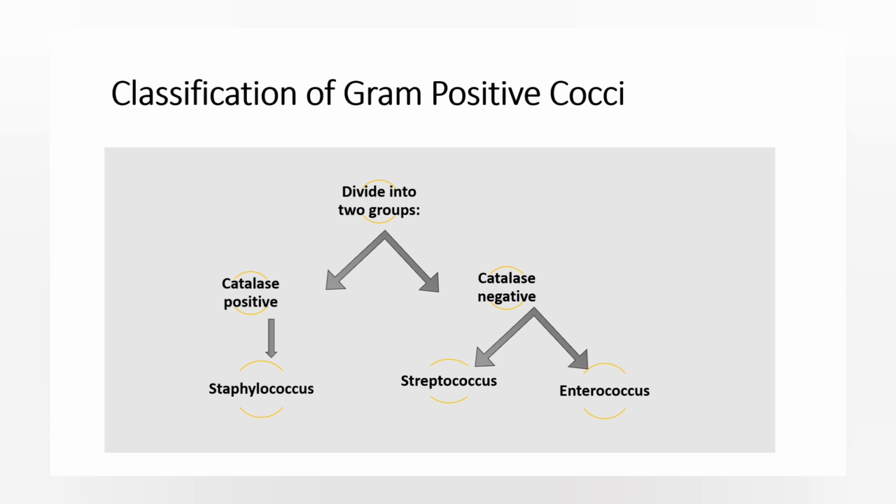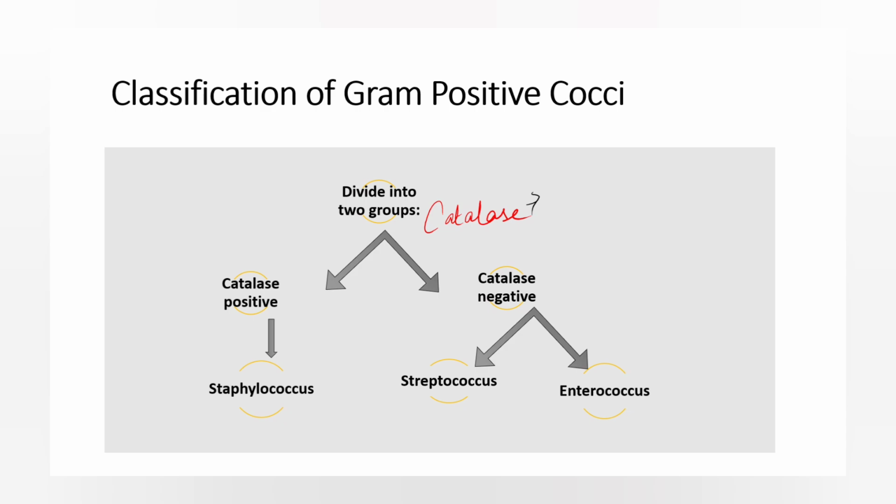Gram-positive cocci is divided into two groups according to the catalase test. The test which comes as positive, the organism will be divided according to that test. So, what is catalase test? Let's talk about this in brief. Catalase test is basically done to differentiate between different species of Staphylococcus and Streptococcus.